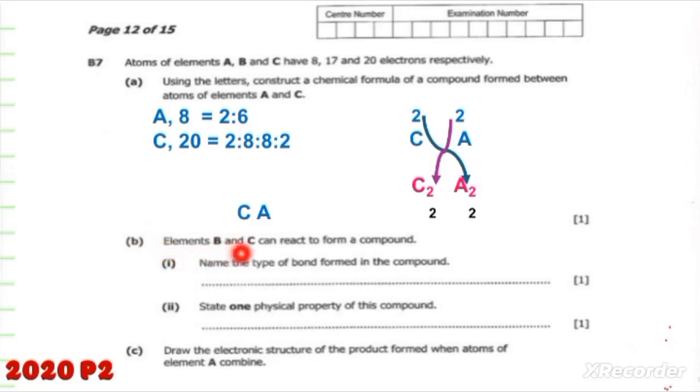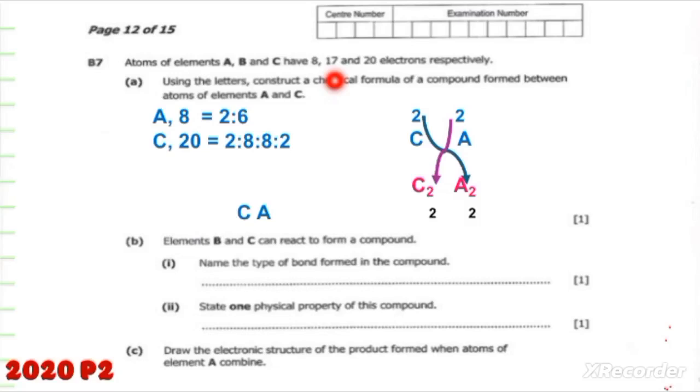Elements B and C can react to form a compound. Name the type of bond formed in the compound. So B has 17 electrons. So if we come up with the electron configuration, B will have 7 electrons in the outermost shell. So therefore, B is coming from group 7. And it is obvious that B is a chlorine atom or chlorine element.